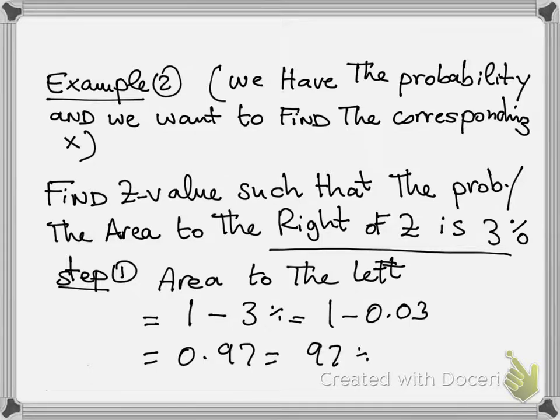So you know that the area to the left of z is 0.97. Now, step 2, we want to find the corresponding z value. So we have to look to the table. So let's look to the table. So here's step 2.